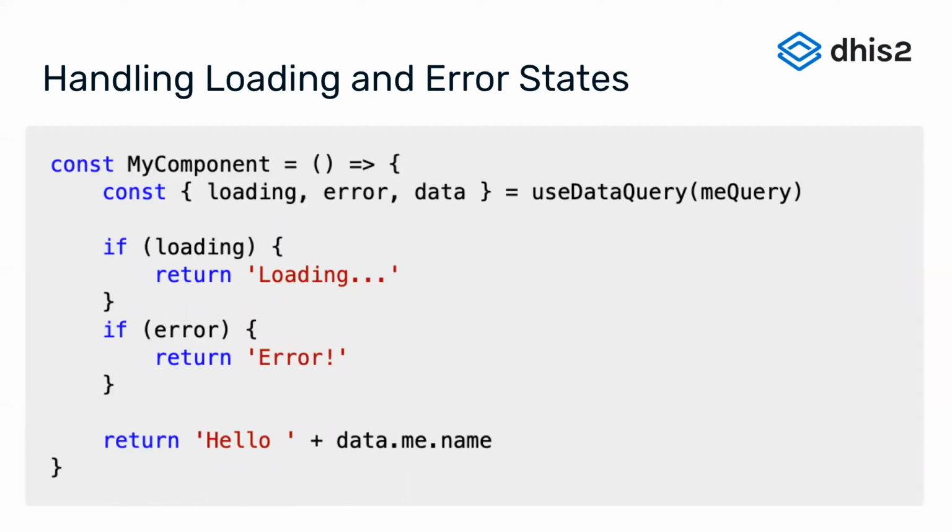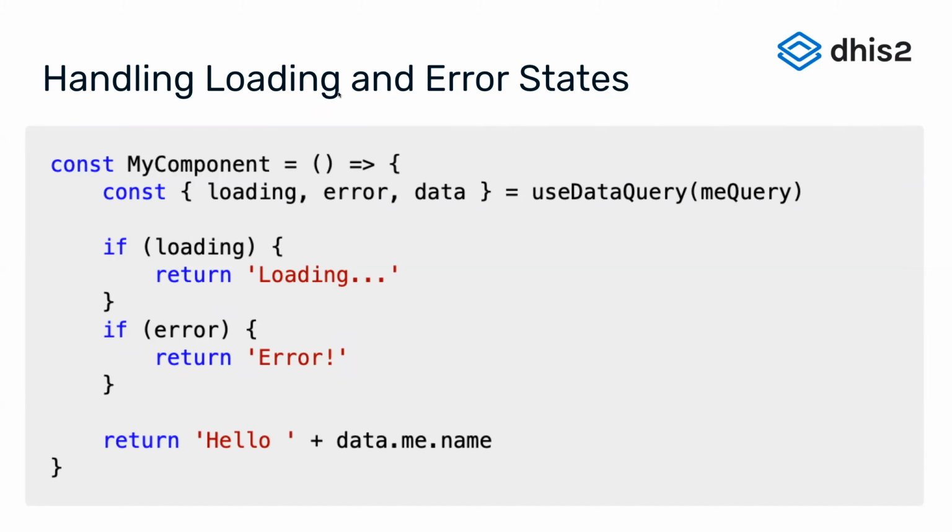So as I mentioned, when you use a use data query, you get a few things back in the object that's returned by that hook. One is a loading variable, one is an error variable, and one is a data variable. For those of you that aren't that familiar with React and specifically with functional components or hooks in React, this can be a little bit confusing because it looks like you'll only ever get one answer from this function.